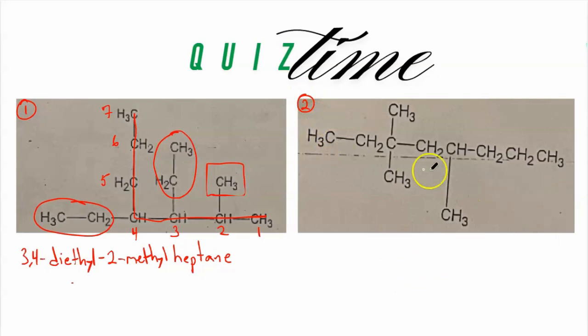Alright, in this example, it looks pretty clear what the longest chain is. We have a 1, 2, 3, 4, 5, 6, 7, and 8 carbon parent chain. So this one is going to be octane.